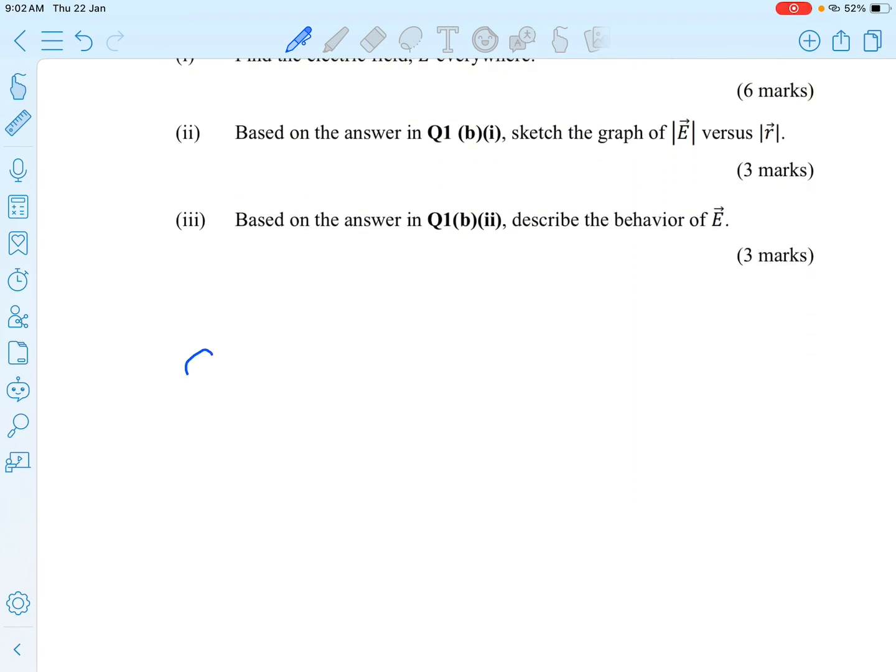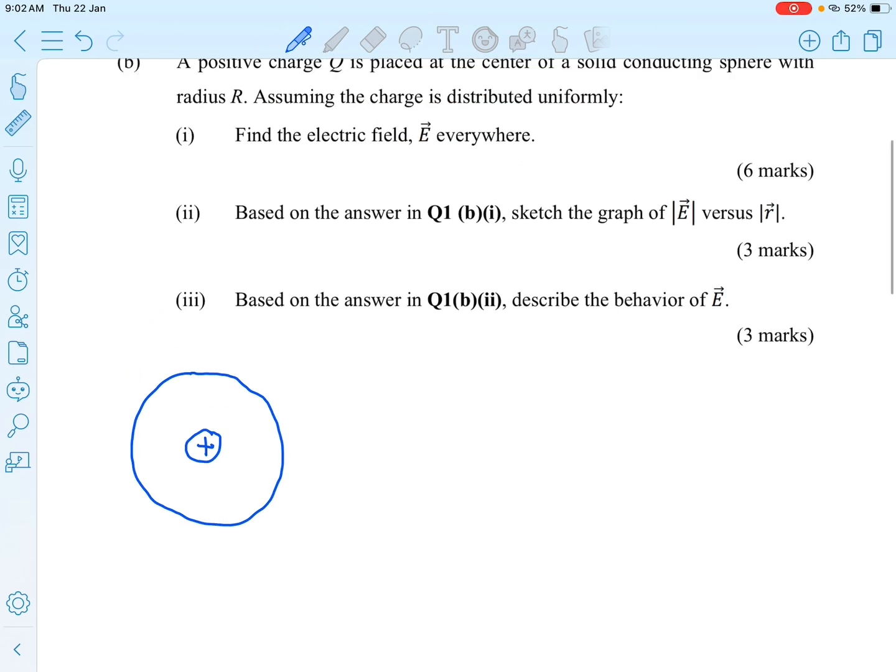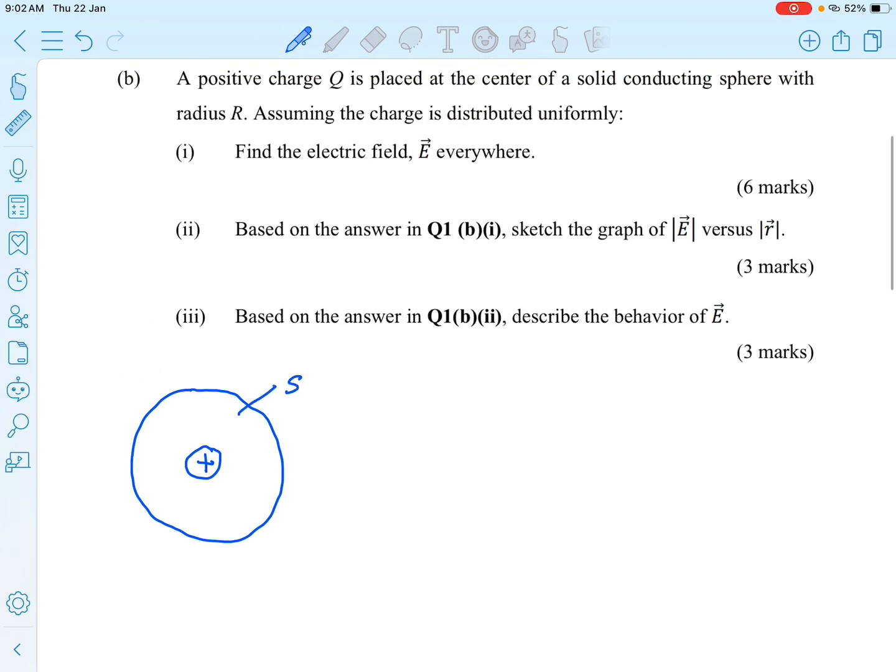So you have the charge. Assume that the charge is a positive charge, and then you put it at the center of a conducting sphere. This is a solid conducting sphere, and this solid conducting sphere doesn't contain any charge. It's just a solid conductor, no charge on this sphere. So we have to find the electric field everywhere.